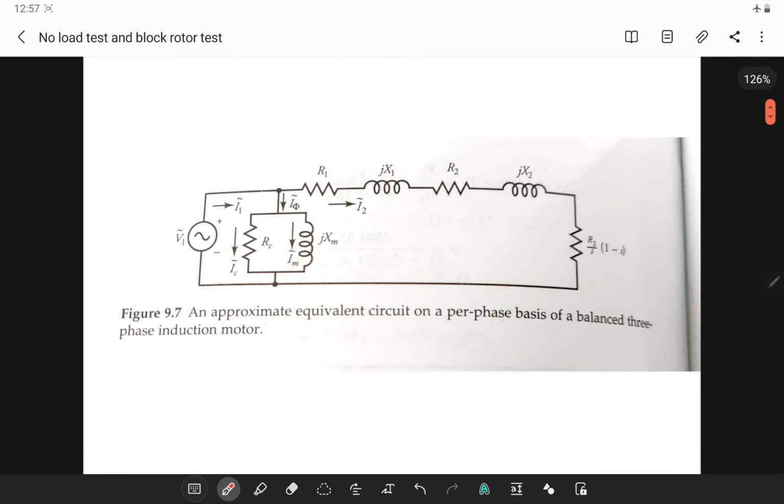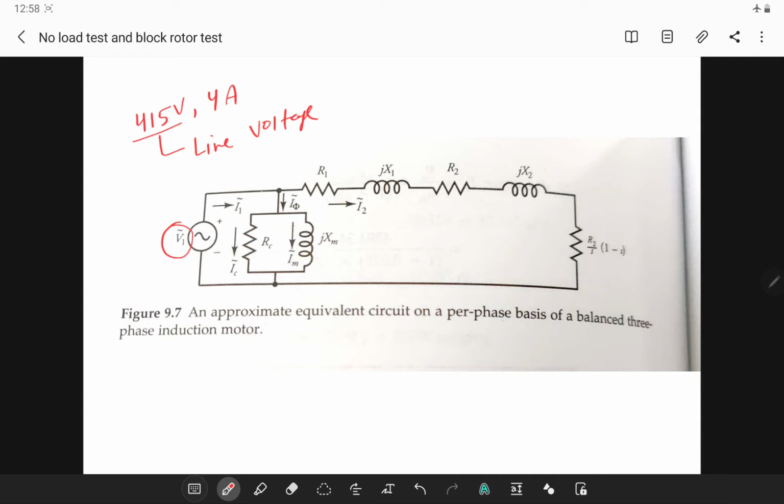So this is the equivalent circuit diagram of three phase induction motor on per phase basis. Here V1 is phase voltage of the supply. Suppose my machine ratings are given like 415 volt, 4 ampere. That is three phase voltage or line voltage.